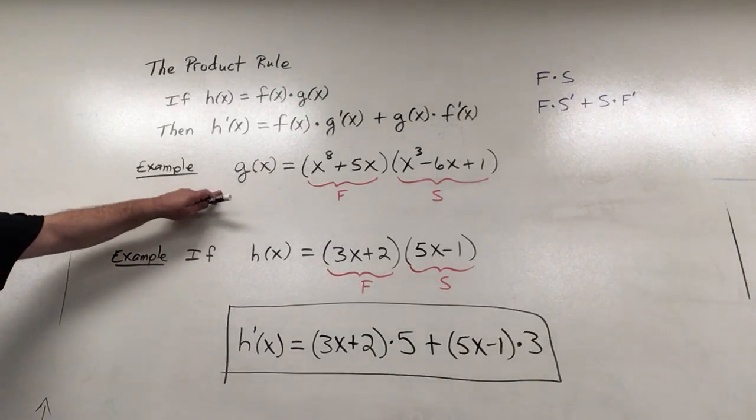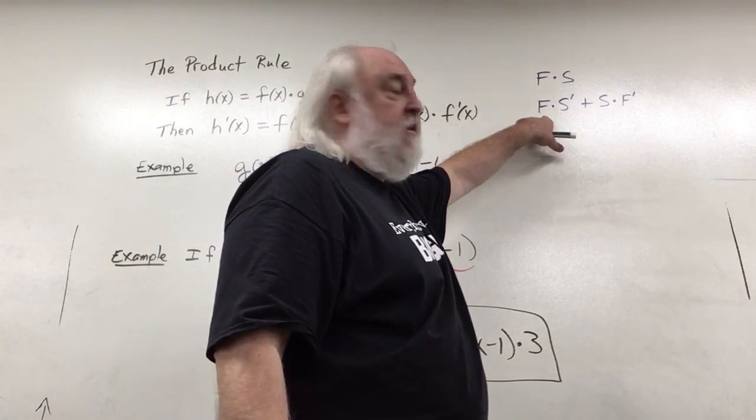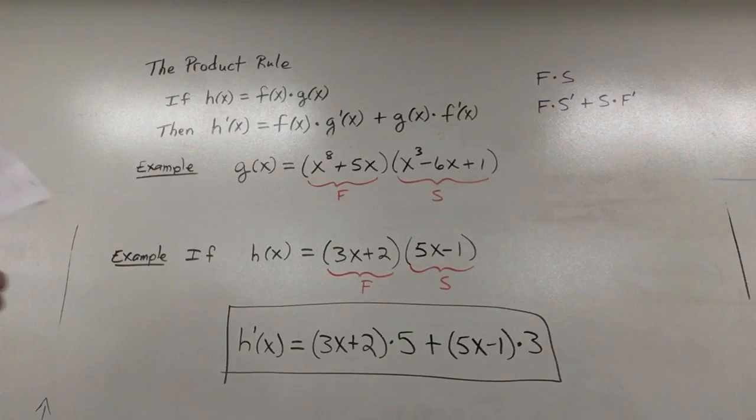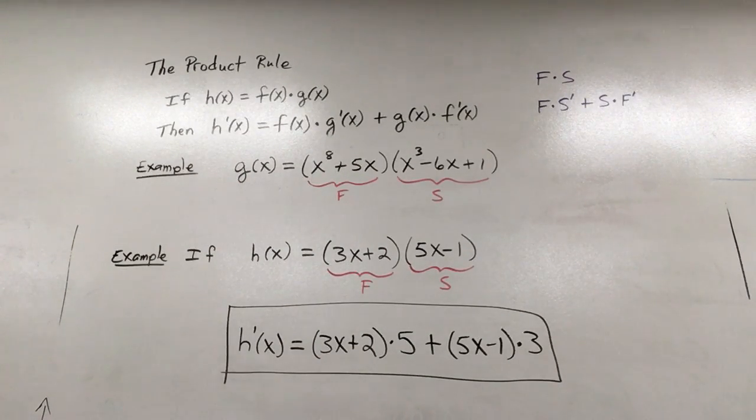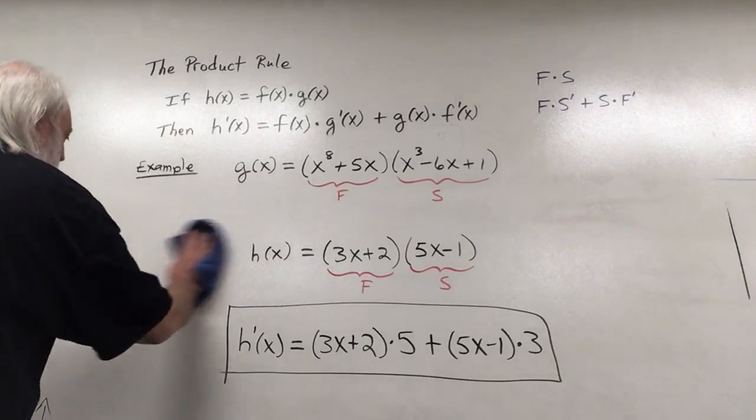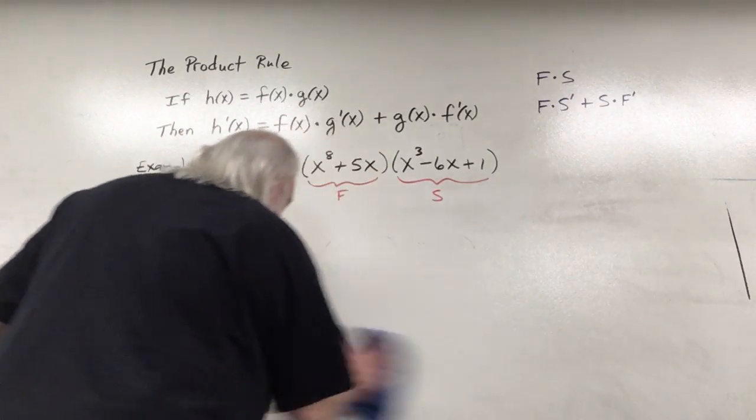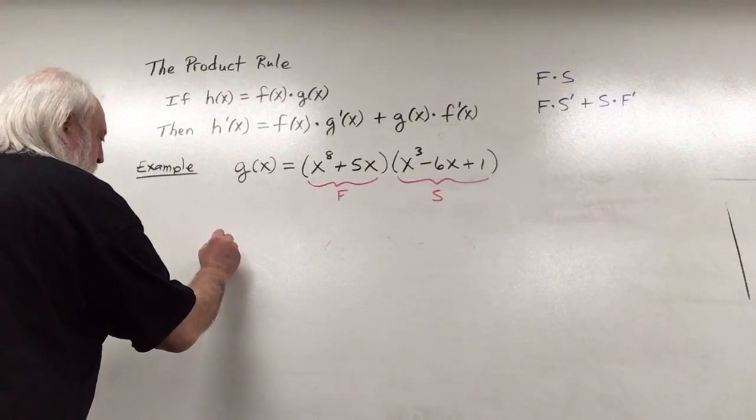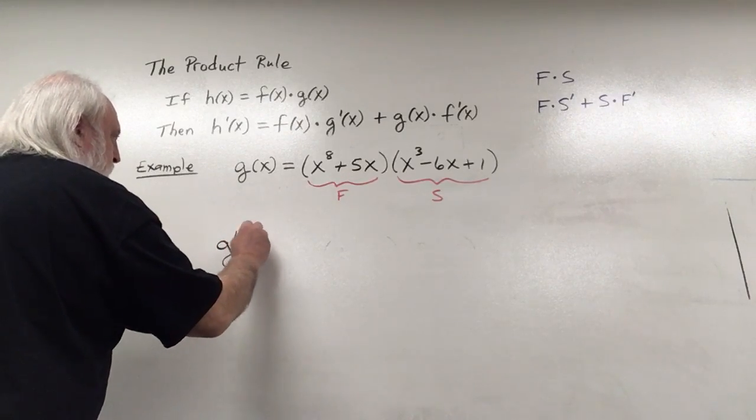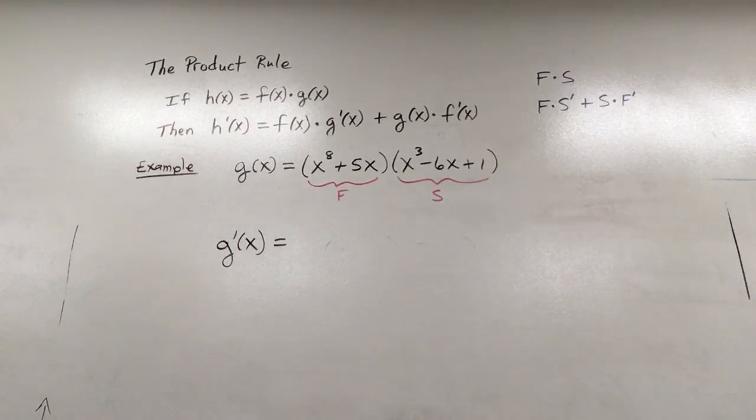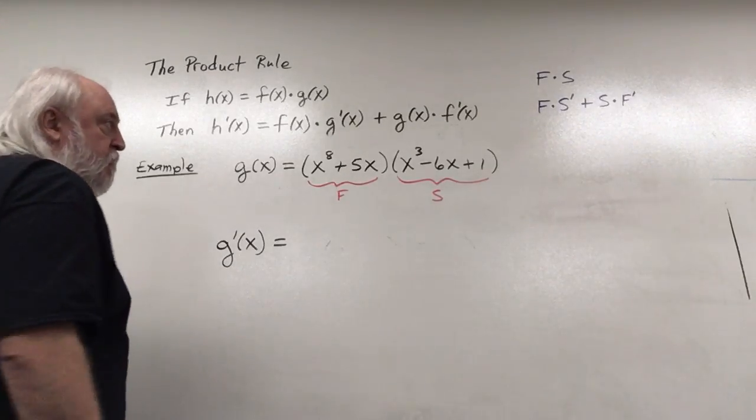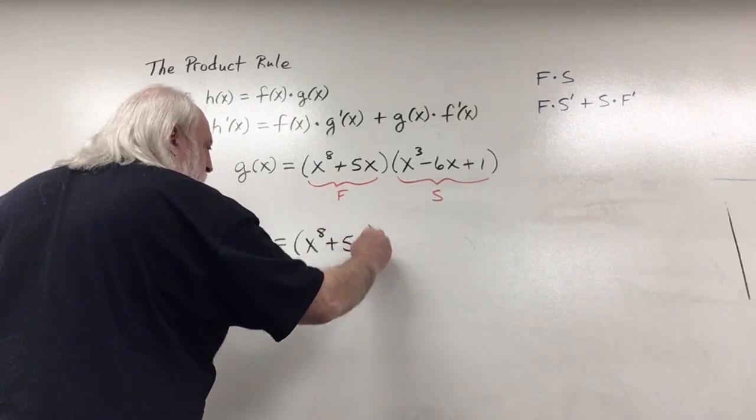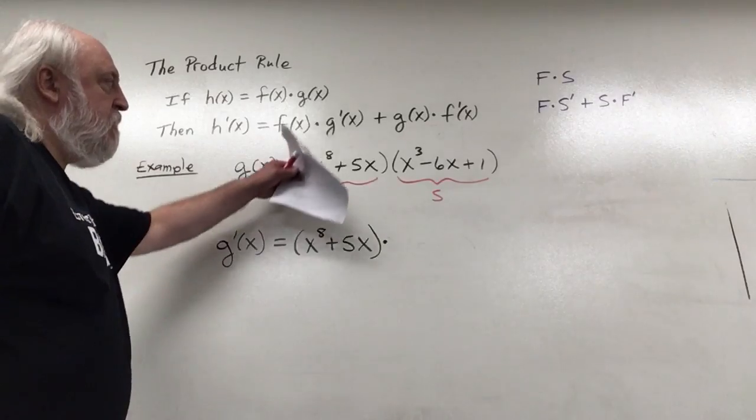And so the derivative of g of x is equal to the first function times the derivative of the second, plus the second times the derivative of the first. Okay? That's what that's telling us. So let's find that derivative. So the derivative of g of x is denoted g prime of x. And using the first form of the product rule, we have the first function, x to the 8th plus 5x, times the derivative of the second function.